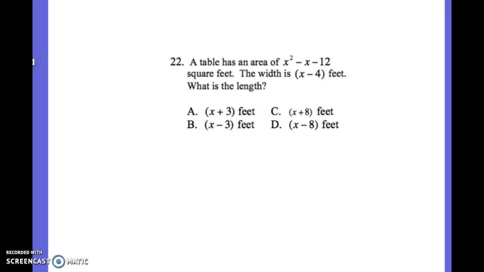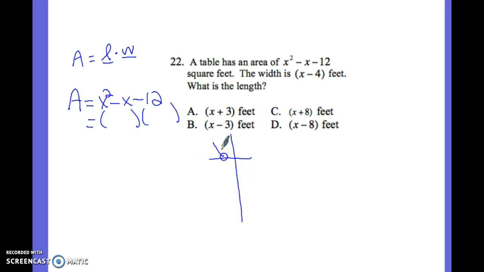Number 22, a table has an area. So the area is x squared minus x minus 12. The width is x minus 4. What's the length? We know that area is length times width. So you just take a trinomial and make it two things multiplied together, or two factors, so you factor it.